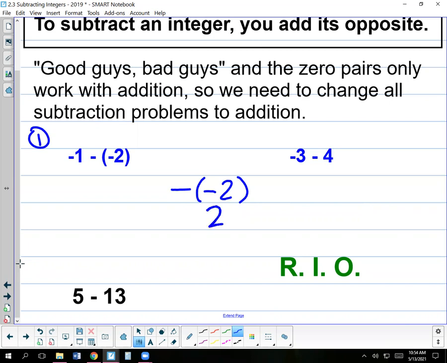Wouldn't that just be 2, right? So when you have two negatives that are basically being multiplied by each other, technically here it's saying take the opposite of whatever's in the parentheses, and this changes to addition. Okay, when they are together, you're taking an opposite of a negative, that means to add. So then the problem becomes -1 plus 2.